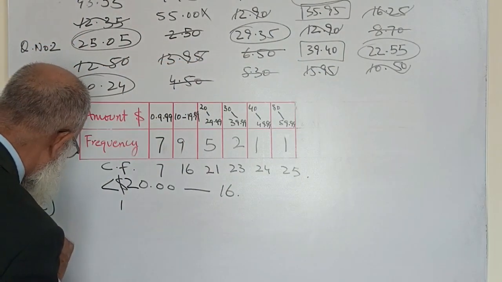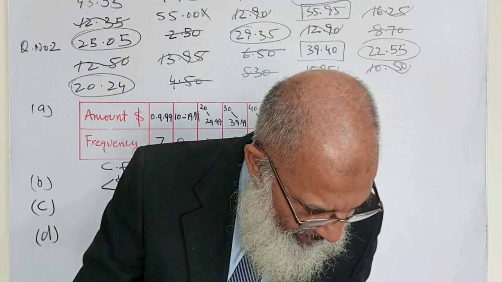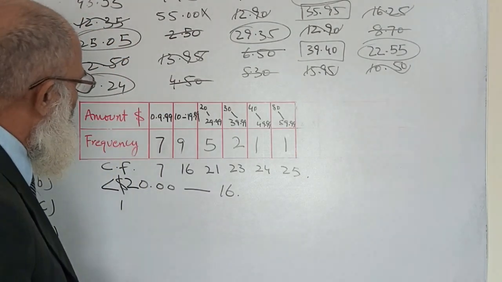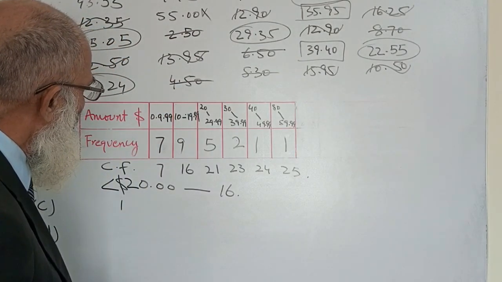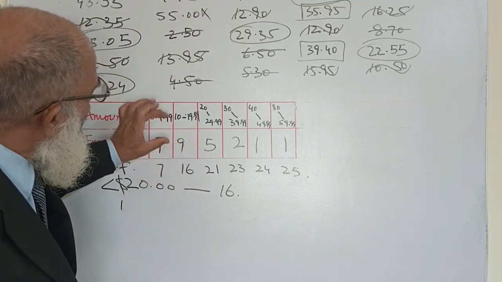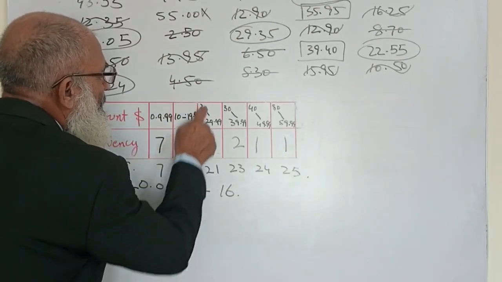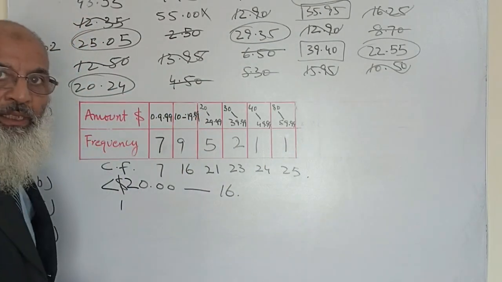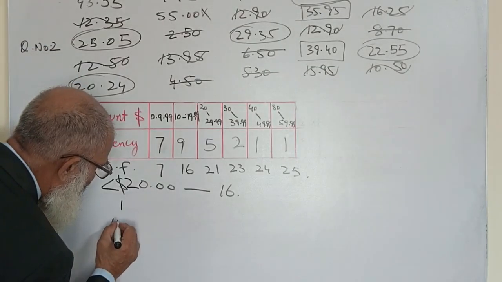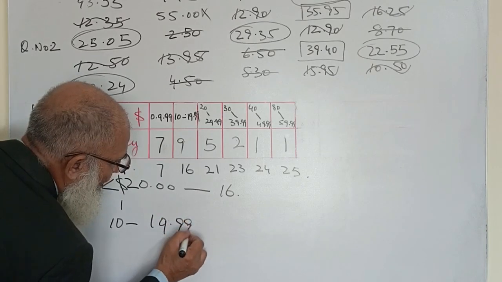D. What is the most common amount that people spend during Penny's shift? Let me read it once again. What is the most common amount? Yes, this is the most common amount because the maximum people spend this amount. So it is $10 to $19.99.